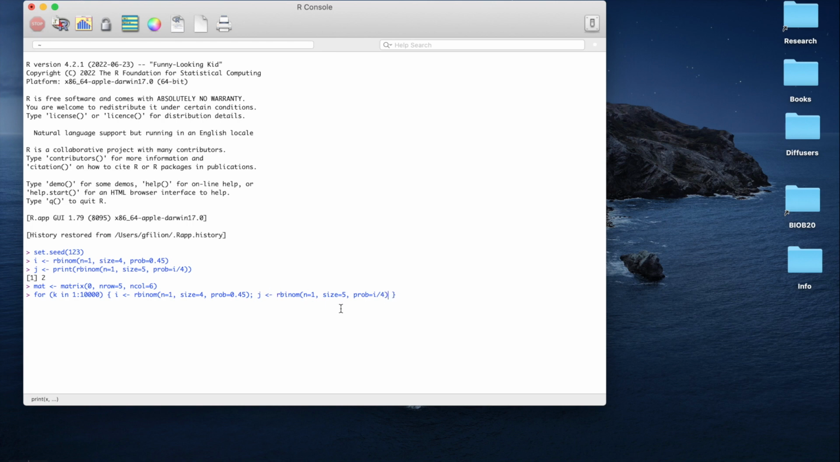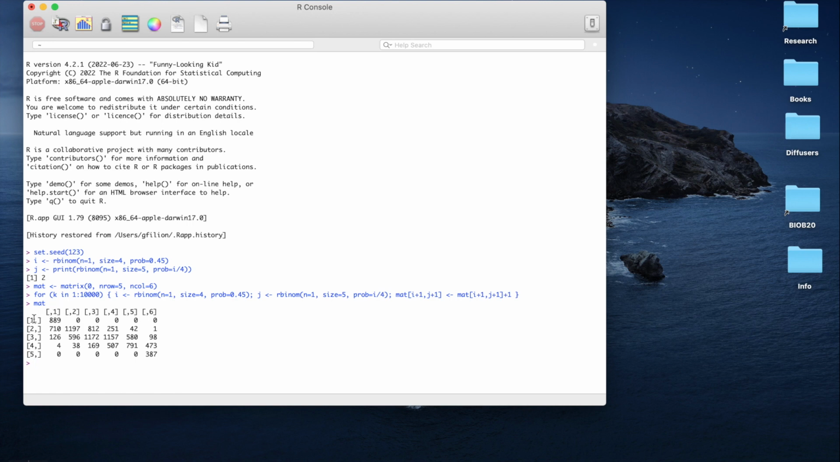The matrix will hold the counts of variables I and j, so I store this observation at row I plus 1 and column j plus 1. Remember that I and j can be 0, which is not an index position in R. So I add 1 so that the minimum index is 1. And for the update, I just add 1 to that particular combination of I and j.